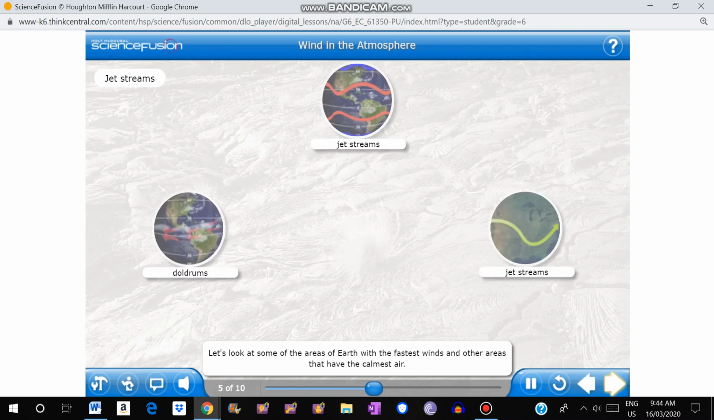Let's look at some of the areas of Earth with the fastest winds and other areas that have the calmest air. The jet stream is like a fast-moving river of air, and the doldrums are like a calm lake. Click each image to learn more.